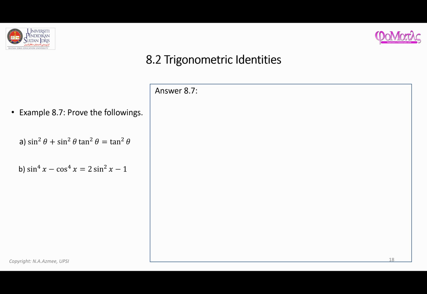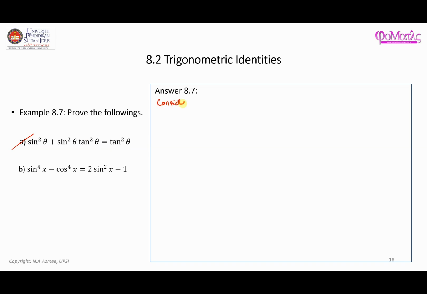And in this video, there will be two examples that I'm going to show you guys. So the first one is this, where you have sine squared theta plus sine squared theta multiplied with tangent squared theta is equal to tangent squared theta. As a usual practice, I will always choose the more complicated side to work on. So I'm going to choose the left hand side.